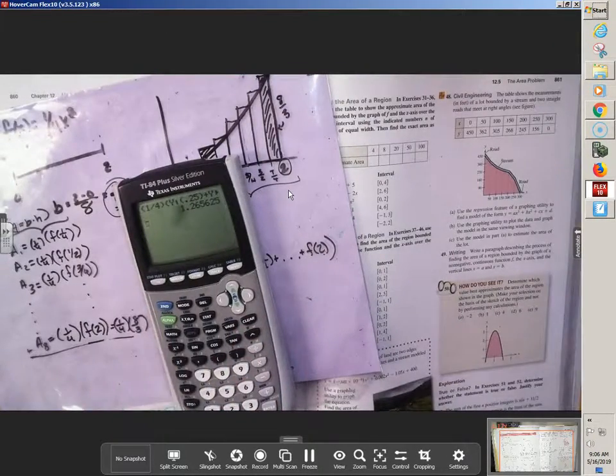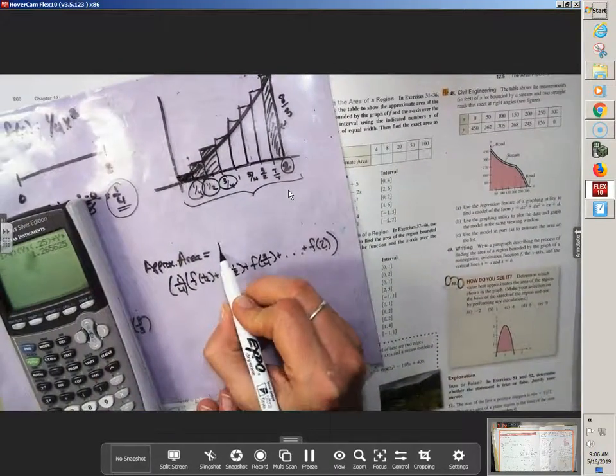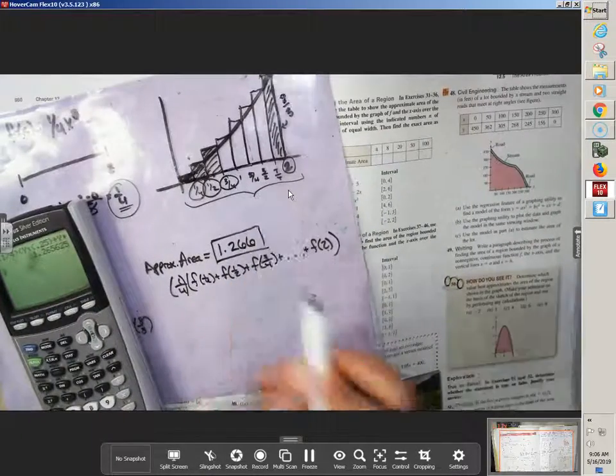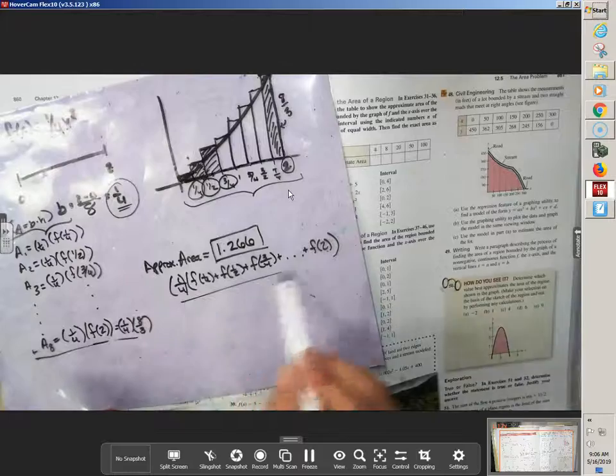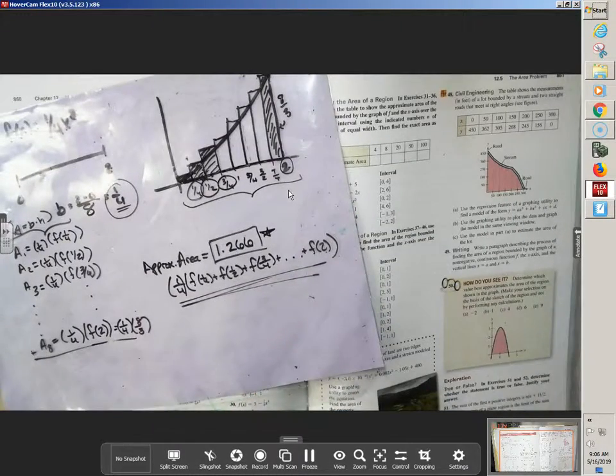This is what in calculus we call a Riemann sum. The approximate area would equal 1.266, and this is all the work that I would need to see. This formula and this answer. Does that make sense? But how on earth did we figure out 1/4 again?